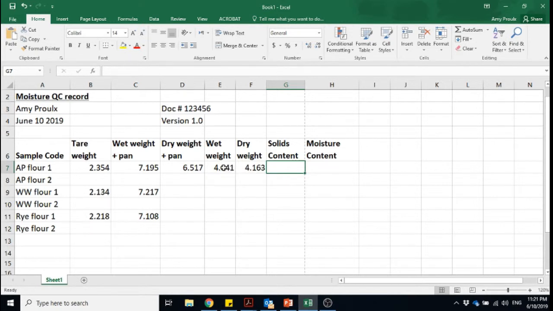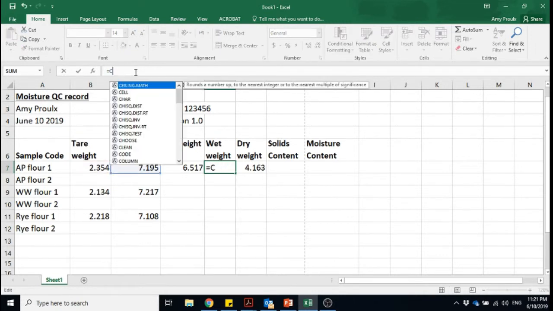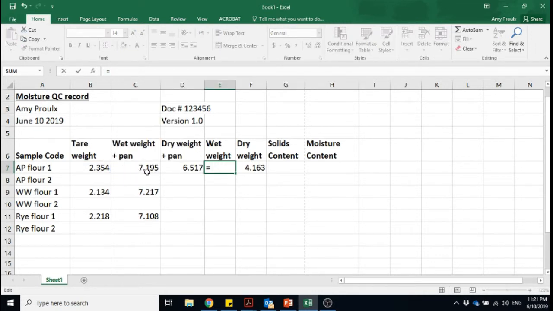Then I'm going to subtract the tare weight of my pan. So you can see my math here. I'm going to take the wet weight minus the tare weight to get the wet weight with no pan included. And the same for the dry weight. So I'm going to take it equals the dry weight with the pan minus the tare weight.